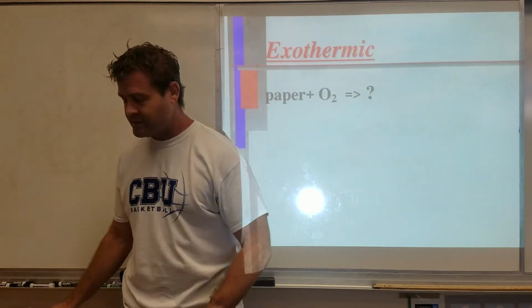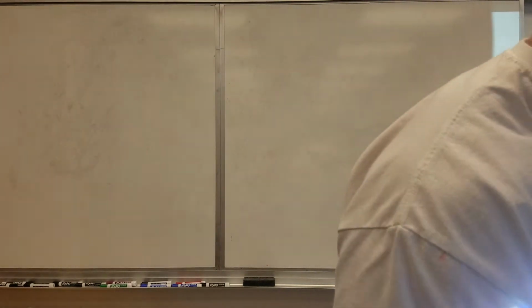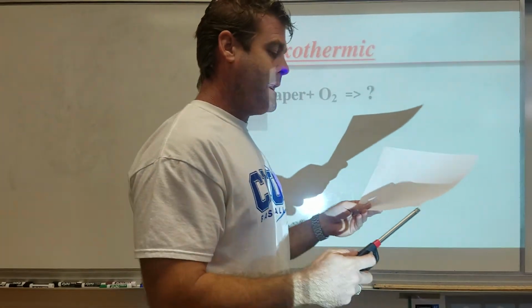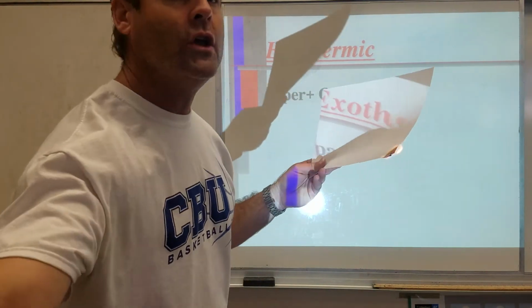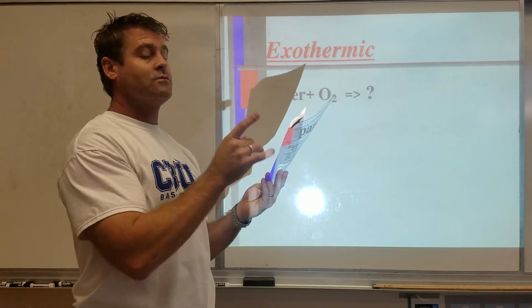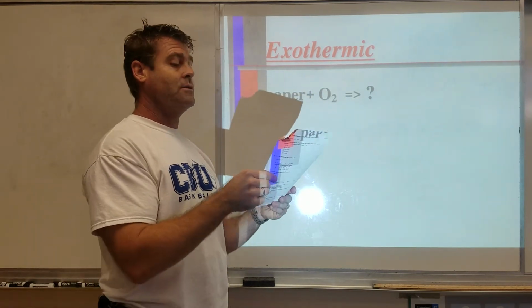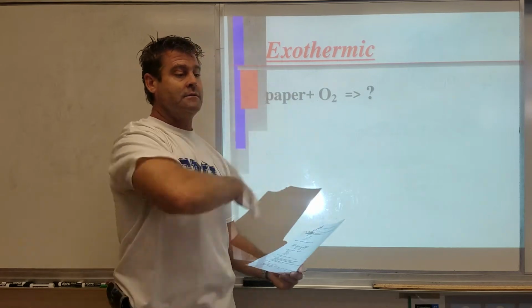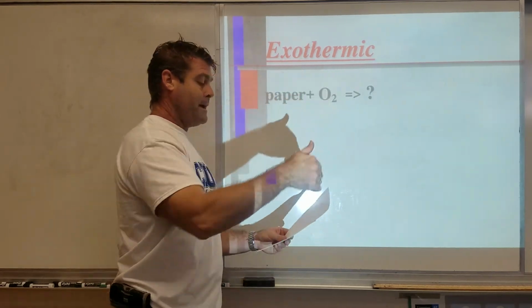Okay, you guys, here's a typical exothermic reaction. Right, so if I light paper and I ask you, what is the paper reacting with now? You don't want to say fire. Fire is the result of the paper reacting with the oxygen. And you know what fire is, right? It's just light and heat energy, okay? So the paper and the oxygen reacted.